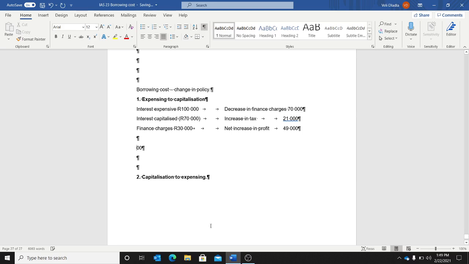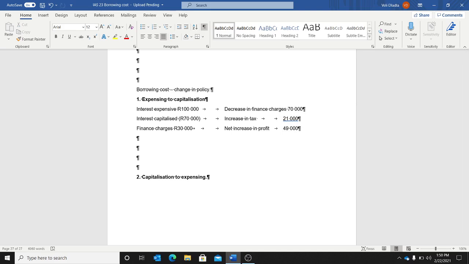Now, since that is the situation, remember, this is the income statement situation. But if you look at this side here, if you had 100, they tell you now that you must capitalize 70. You are moving from expensing to capitalizing. You minus 70, it takes you to 30. So your finance charges have decreased by 70. If expenses decrease, profit goes up. If profit goes up, the tax will increase. Then that will be a net increase in profit.